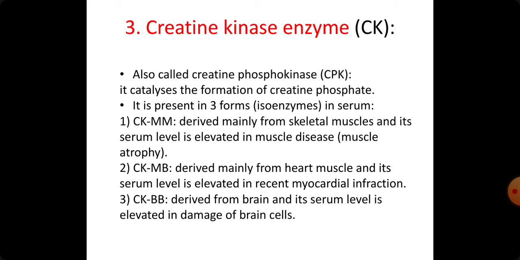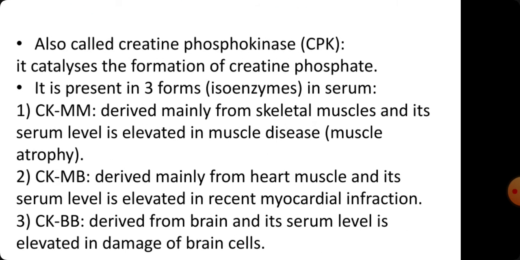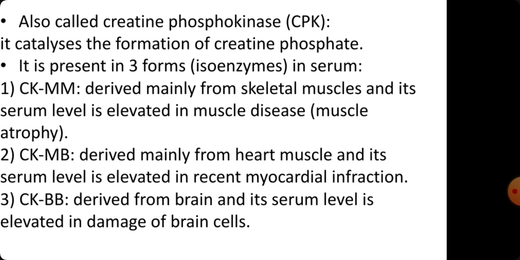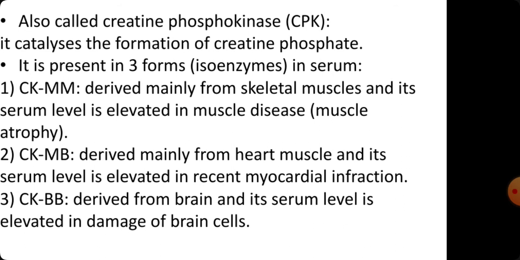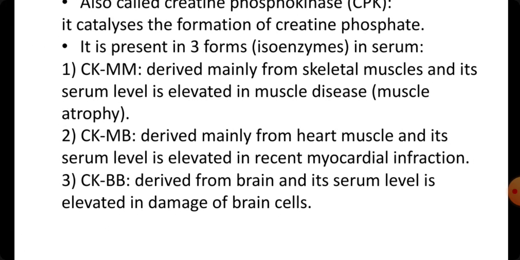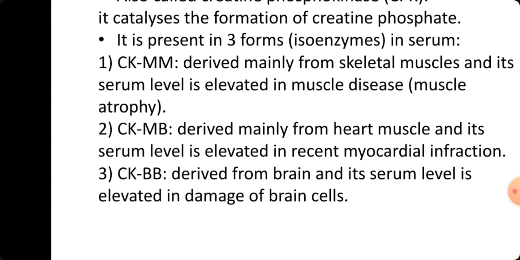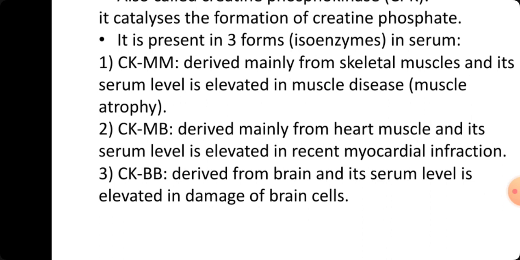It is present in three isoenzymic forms in serum. First isoenzymic form is CK-MM, derived mainly from skeletal muscles. Serum levels of this isoenzymic form are found elevated in muscle disease or muscle atrophy.